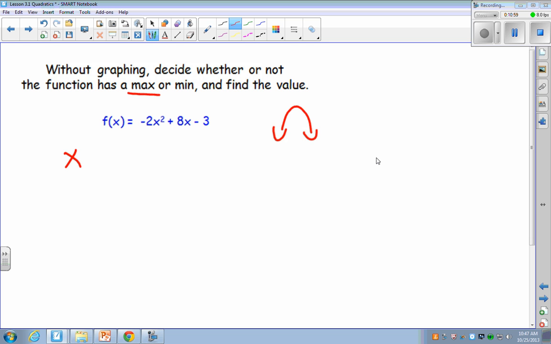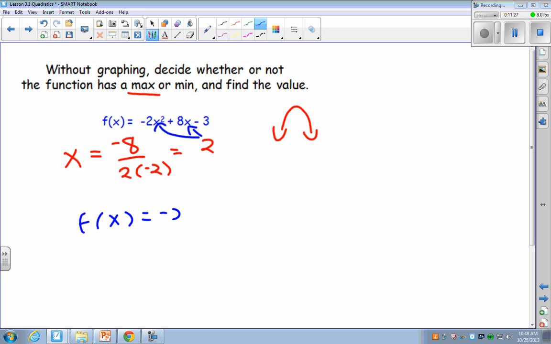And so x value is equal to negative b over 2 times negative 2, which is just going to be equal to 2. Okay, so we got x is equal to 2. What we have to do now is plug 2 back into our formula. So f of x is equal to negative 2.